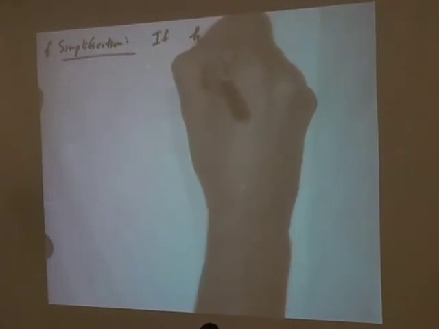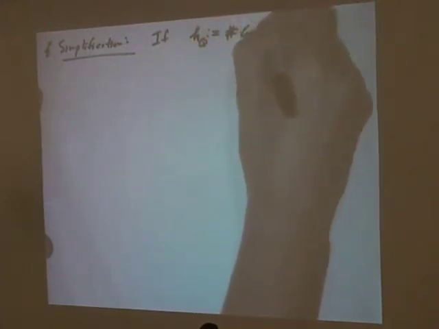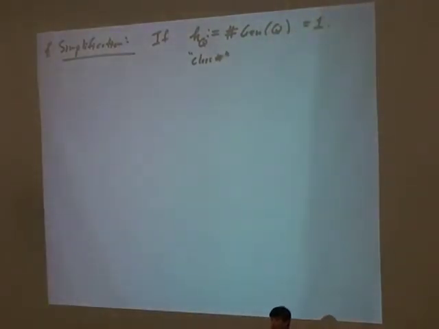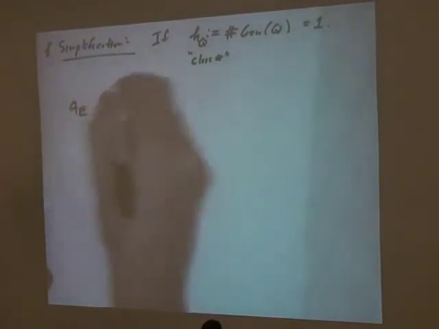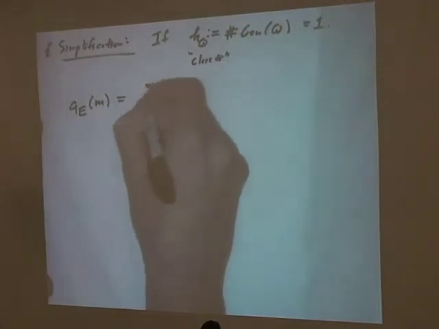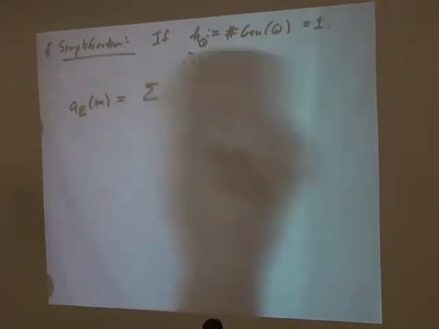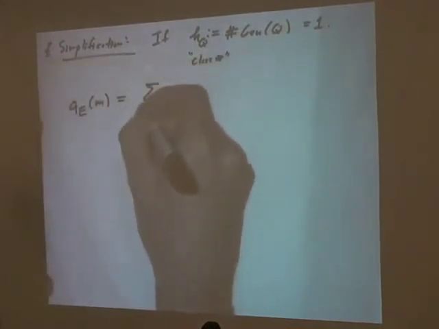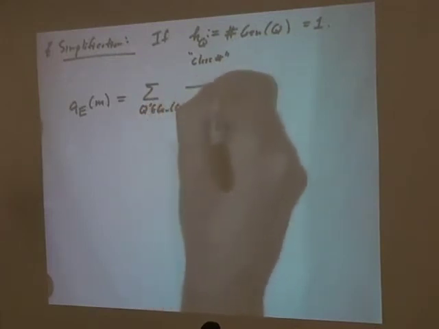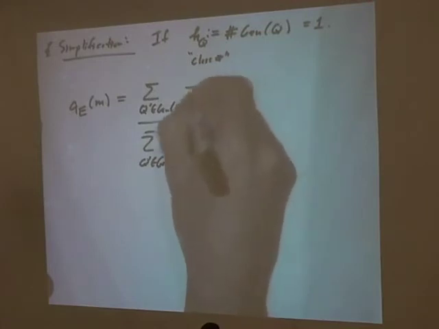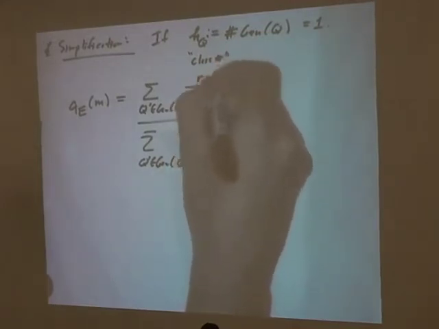So let me talk about a simplification. If the class number of the quadratic form, which is defined to be the size of the genus of the quadratic form, is equal to 1, then what does this formula give us? The Eisenstein series coefficient is equal to a weighted average, over Q prime in the genus of Q, of the representation numbers r sub Q prime of M, over the sum over Q prime in the genus of Q of 1 over the number of automorphisms.